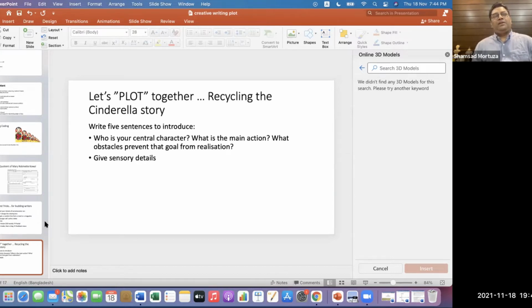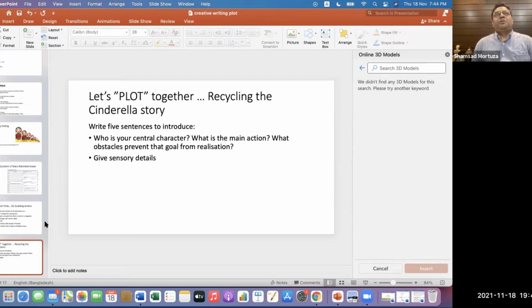And once you have done that, think of an action. For example, the mouse has transformed into a horse. So what is the horse thinking? What is the horse going to do?